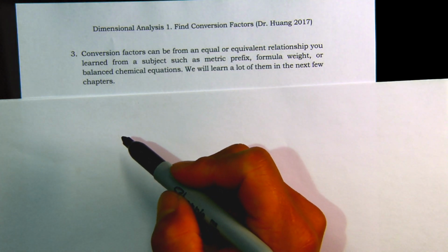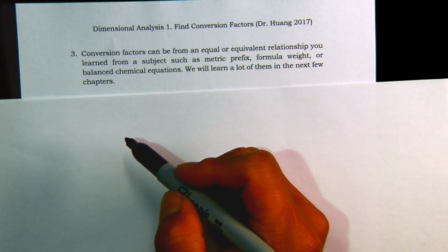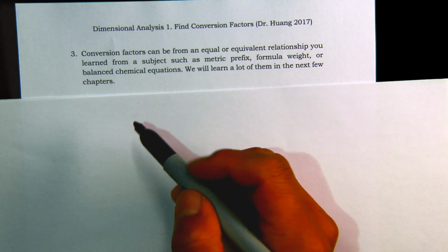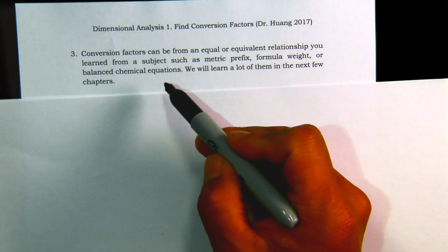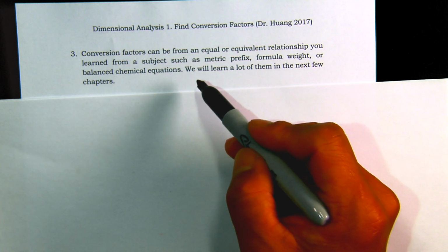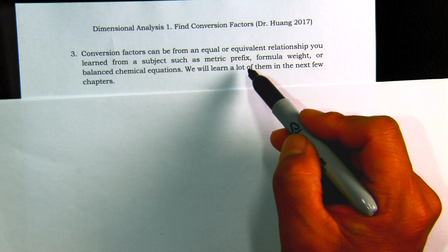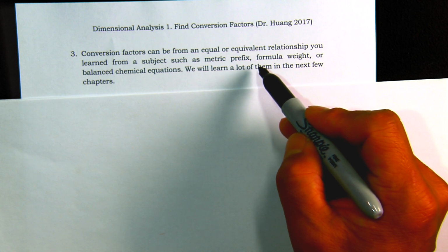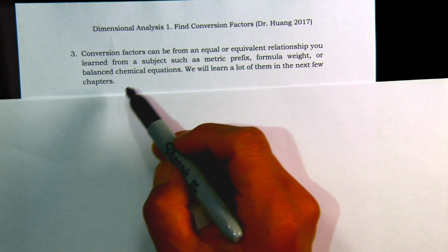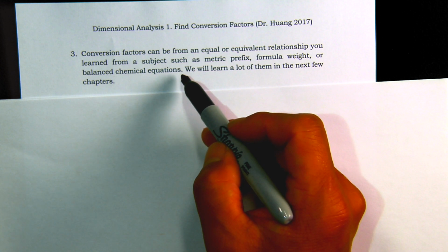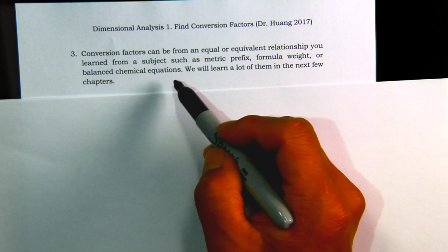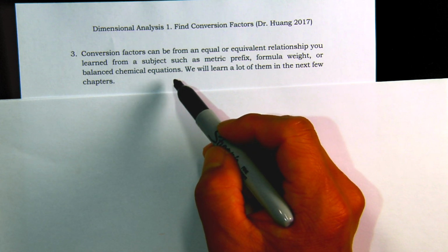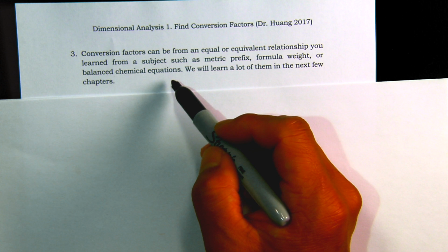Okay, the third method to find conversion factors is the most challenging because it relies on what you remember or what you have learned from class. Such as in class, we learned metric prefixes in chapter 1. In future chapters, we are going to learn formula weight or balanced chemical equations. We can get conversion factors from them. But the problem is when you learn more and more relationships, you don't know which one you need. So this will rely on what the problem is.